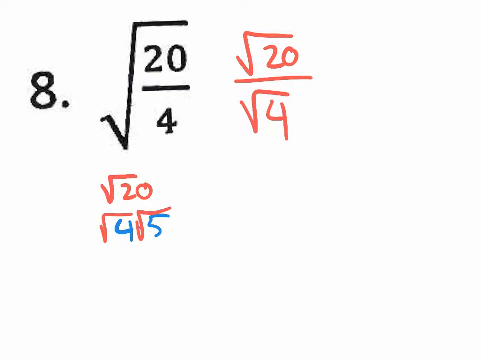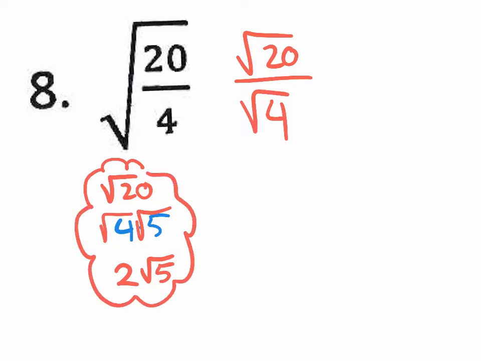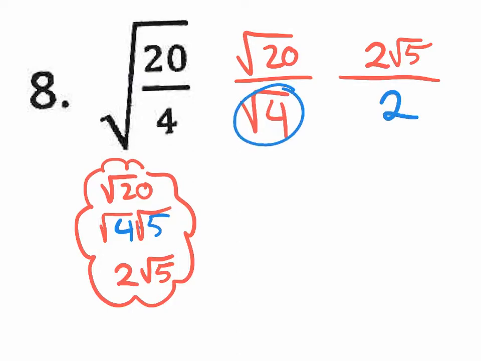And the square root of 4 is what? 2. And the square root of 5 stays the square root of 5. So this is really what belongs up here on top. So I'm going to rewrite it as 2 square root of 5 instead of the square root of 20, right? And on the bottom, I have the square root of 4, but what's the square root of 4? 2. Now on my answer, I have a 2 on top and a 2 on the bottom. What could I do with those? They cancel out to be 1. So my final answer is really square root of 5.